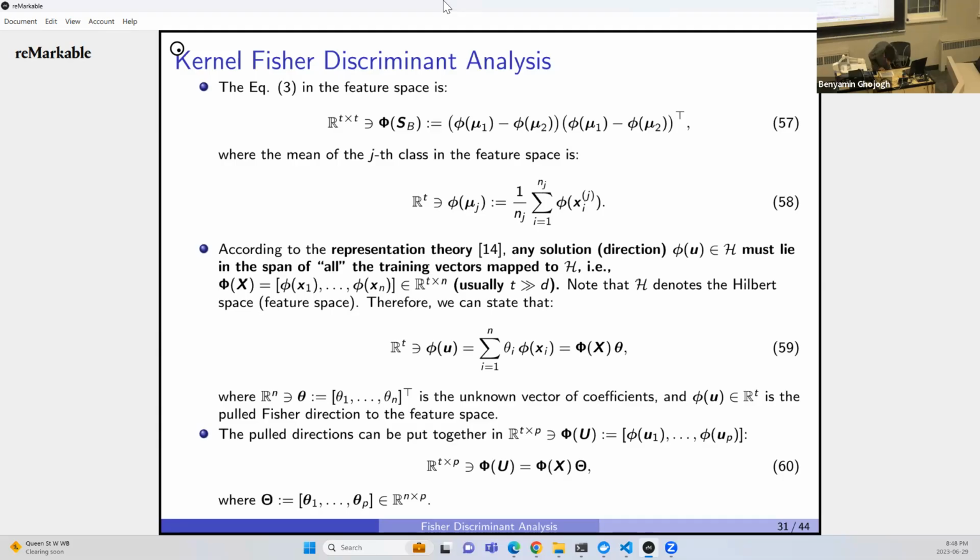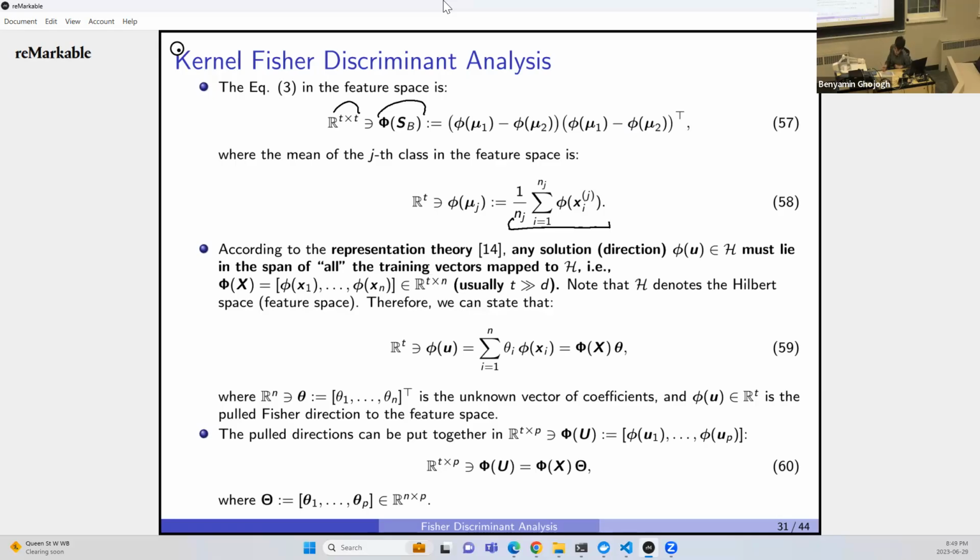Equation 3 in the feature space. What was the between-class scatter of FDA? It was mu1 minus mu2 times mu1 minus mu2 transpose, right? Now I do it in the feature space: phi mu1 in the Hilbert space minus phi mu2. And this I also write as phi S_B, and it is T by T, where T is the dimensionality of the Hilbert space. And this is the mean in the Hilbert space, the reproducing kernel Hilbert space.